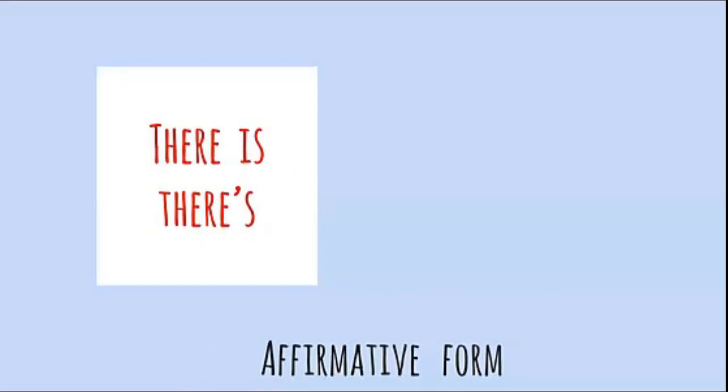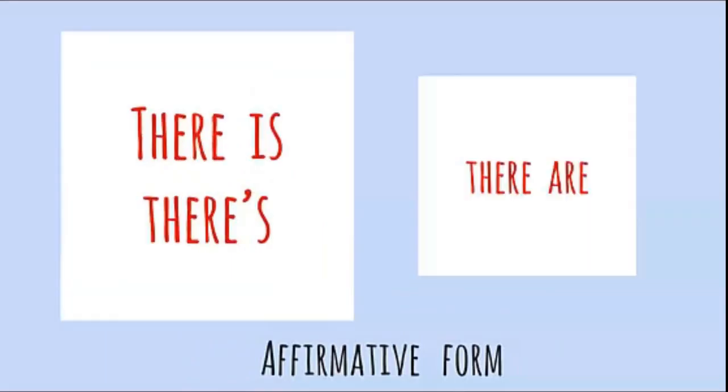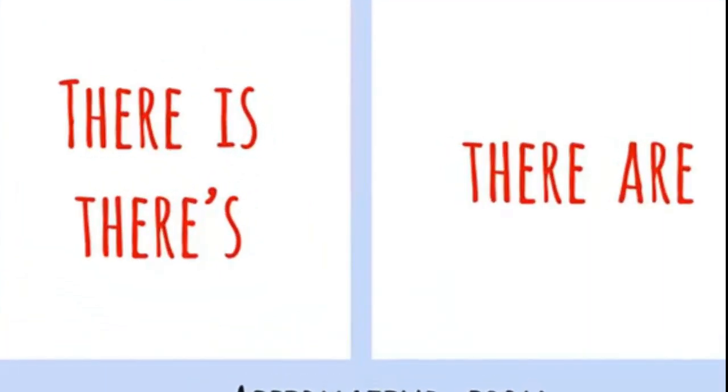In the affirmative, you have two possibilities. There is and there are. You can use the contractive form there's in the singular, but never in the plural. You can repeat after me. There's. There's. Let's explain it through different examples.